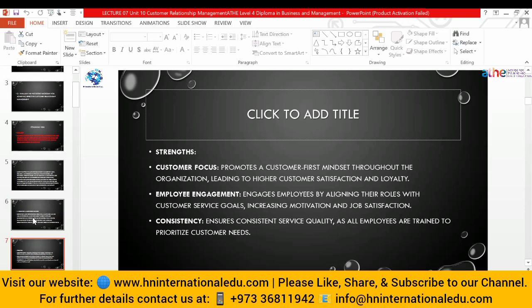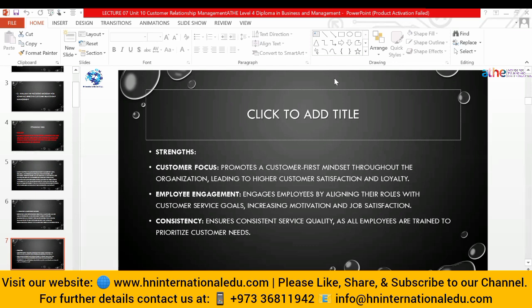Employee engagement. It engages the employees by aligning their roles with customer service goals, increasing motivation and job satisfaction. We have the focus to satisfy the consumer, but we have to satisfy the employees as well by motivating them, by giving them different fringe benefits. When they are motivated, ultimately they will be able to grasp the attention of the consumers too. Consistency ensures consistent service quality as all employees are trained to prioritize customer needs. Because they have the training, they know how to fulfill the needs of the consumer.